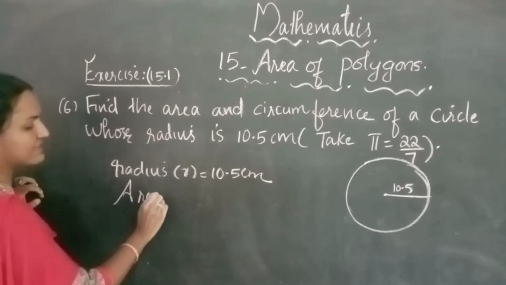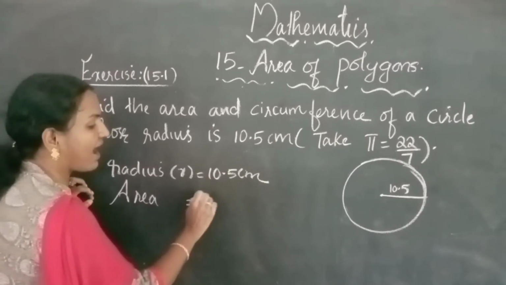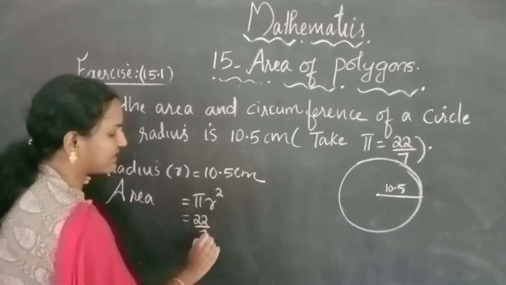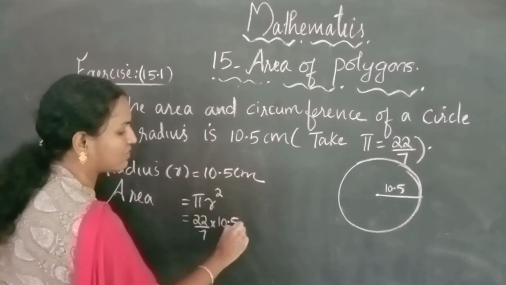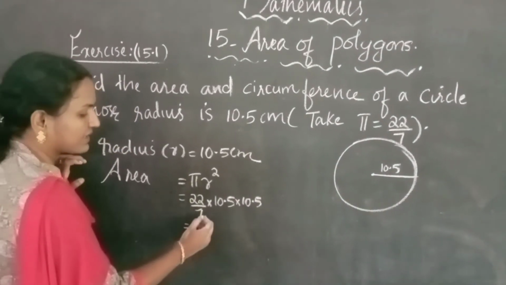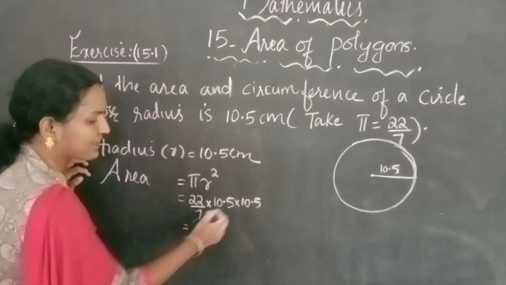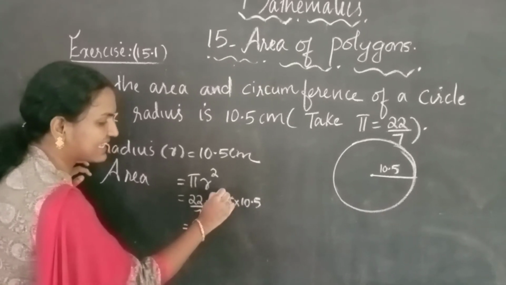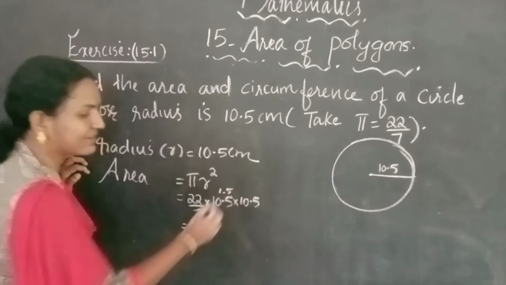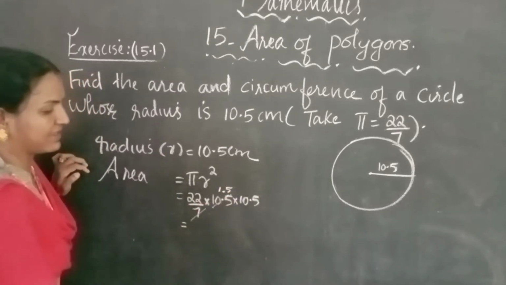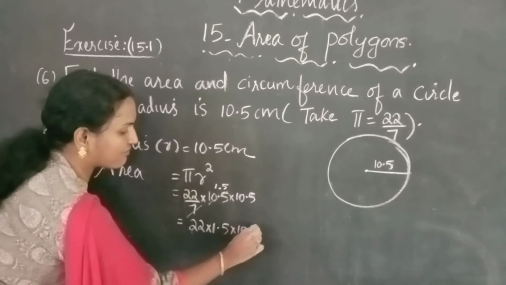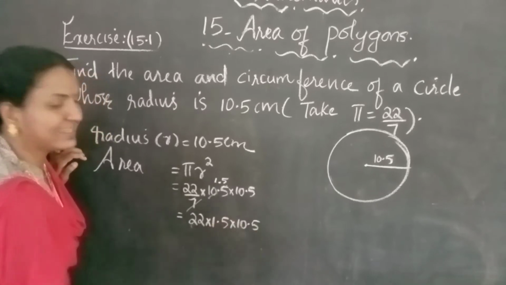Area of a circle is pi r square. The value of pi is 22 by 7. So 22 by 7 into 10.5 into 10.5. You can cancel 7 and 10.5. 1 7s are 7, then 1 decimal, balance 35, 5 7s are 35, 1.5. Then multiply 22 into 1.5 into 10.5. Ignore the decimals, you multiply the numbers.